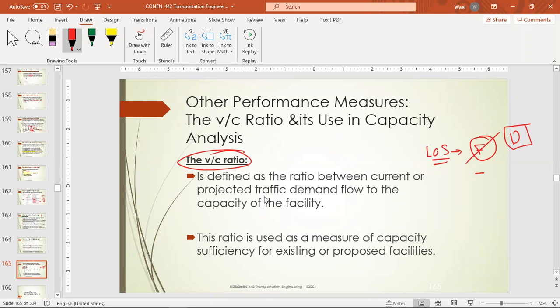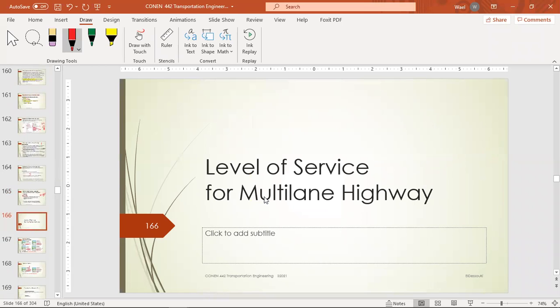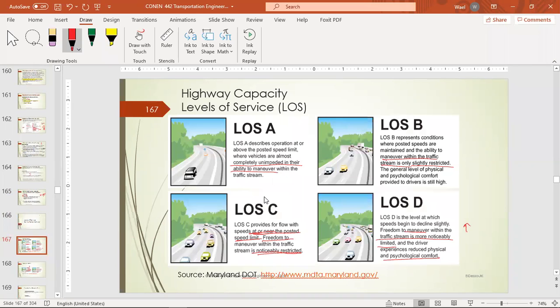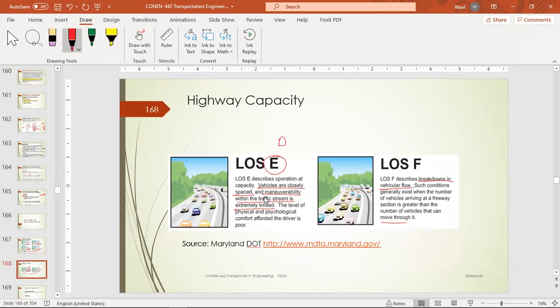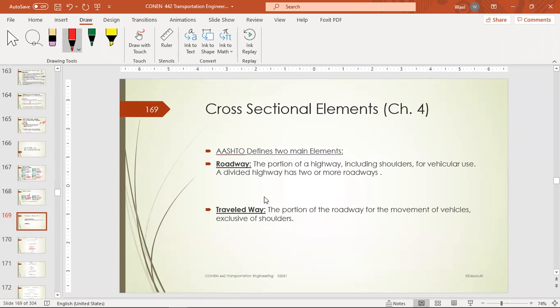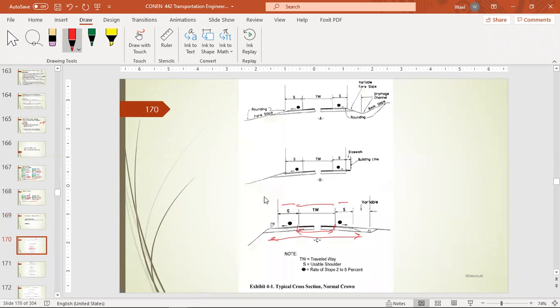Okay, here we discuss the level of service for multi-lane highway, and we define level of service A, level of service B, C, D, E, and F. And we discussed that before. And we said that we have cross-section elements, which is basically for multi-lane highway.